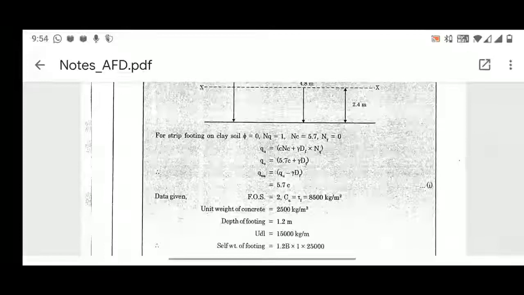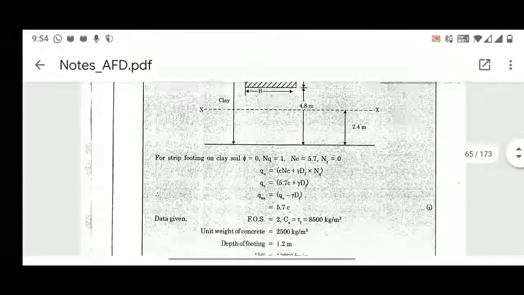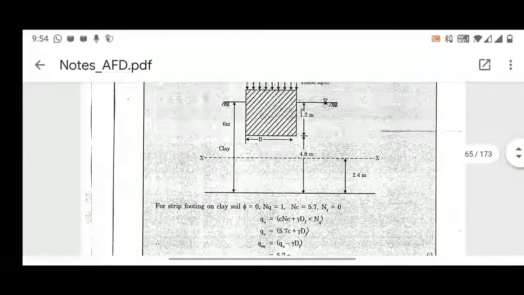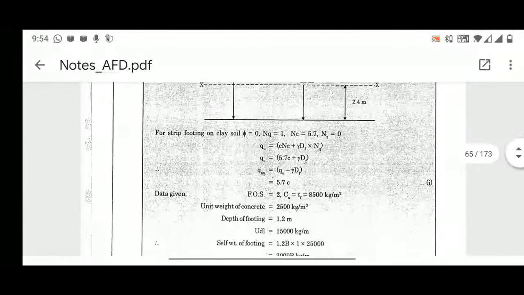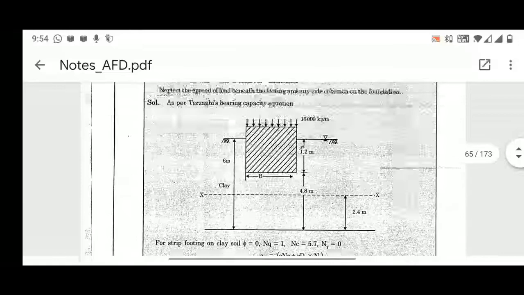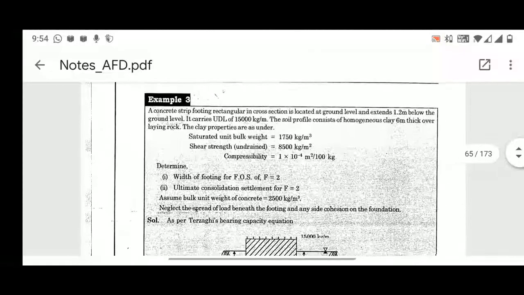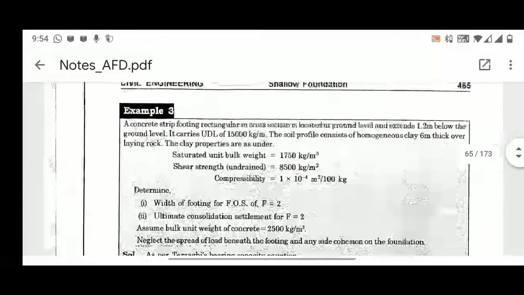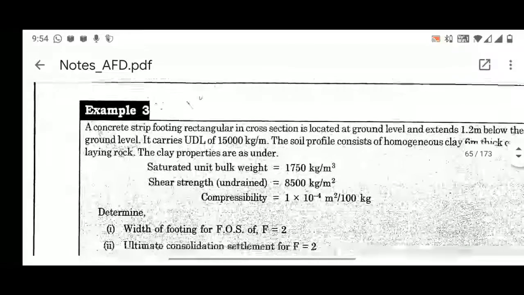Now the unit weight of concrete, we all know, is 25,000 kg per meter cube. Depth of footing is given as 1.2. Now we can consider it as a UDL of 15,000 kg per meter. It is provided in the question also. You can see from this, it carries a UDL of 15,000 kg per meter, right?